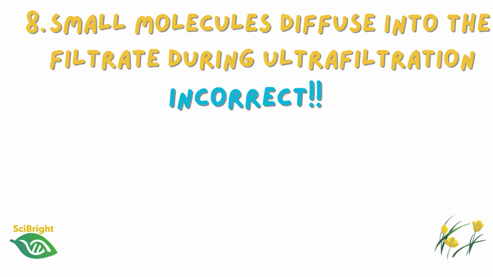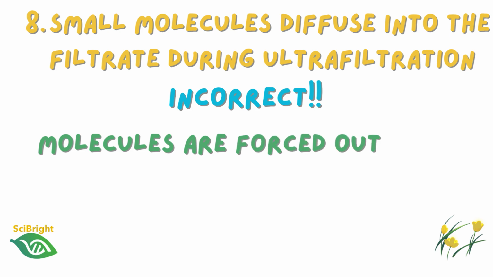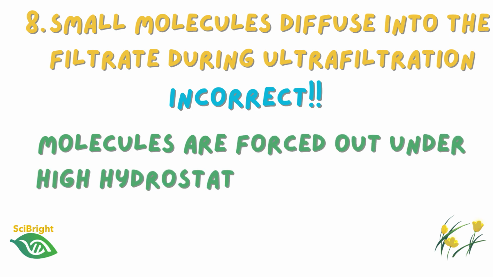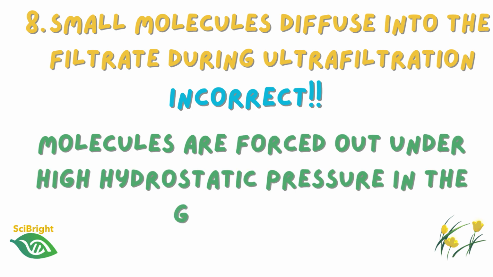Error number 8, small molecules diffuse into the filtrate during ultrafiltration. Now here we have a common error where students often think all molecules move either by active transport or diffusion. In the kidney, the filtrate is actually formed by filtration, where high hydrostatic pressure forces the small molecules out of the blood. And remember, this high hydrostatic pressure is generated by the lumen of the efferent arteriole being narrower than the afferent arteriole lumen. Molecules are not passively moving down a concentration gradient in ultrafiltration.